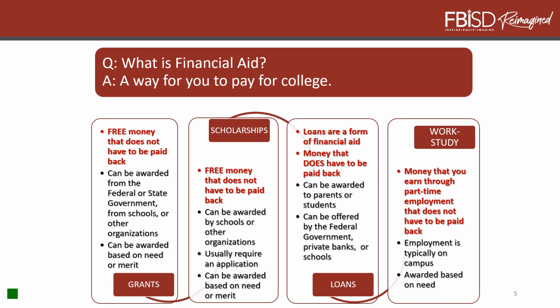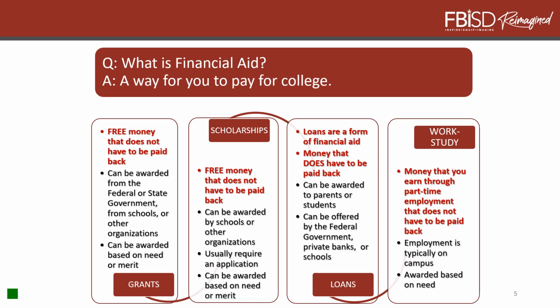Scholarships are free money that does not have to be paid back, and are usually application-based. They are awarded by an institution, meaning a college, or an organization. That organization could be any type of organization. It can be a company, a religious organization, a nonprofit organization, or a business. All different kinds of organizations award scholarships. Again, scholarships and grants do not have to be paid back.